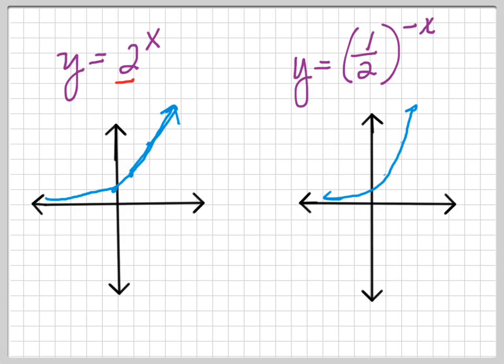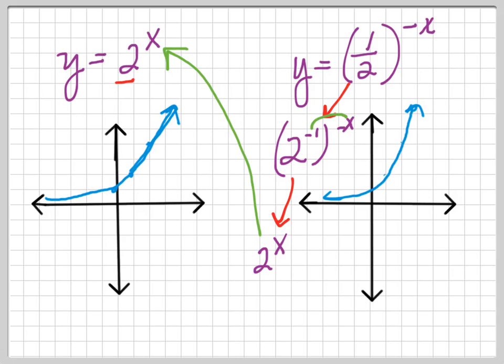Now let's talk about why this is true. Well, notice that 1/2 can be written as 2 to the negative 1. And then we're going to take that to the negative x power. Multiplying our negative 1 with our negative x is going to give us 2 to the x, which is the first function. So y equals 2 to the x and y equals 1/2 to the negative x are the exact same function, just written differently.